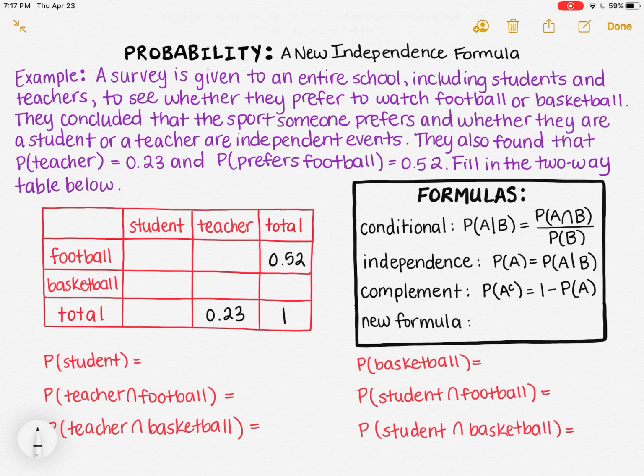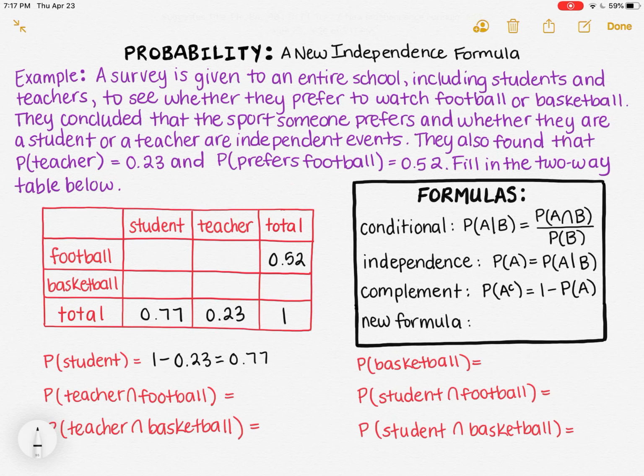Now we can find the probability of choosing a student by using our complement formula. We know that the probabilities always need to add up to 1. So I can take 1 minus the probability of choosing a teacher, which I know is 0.23, to get the probability of choosing a student. And 1 minus 0.23 gives me 0.77. So in the student column, down in the total box, I'll put a 0.77.